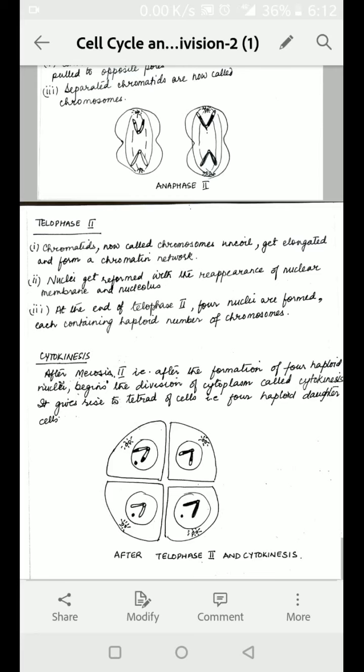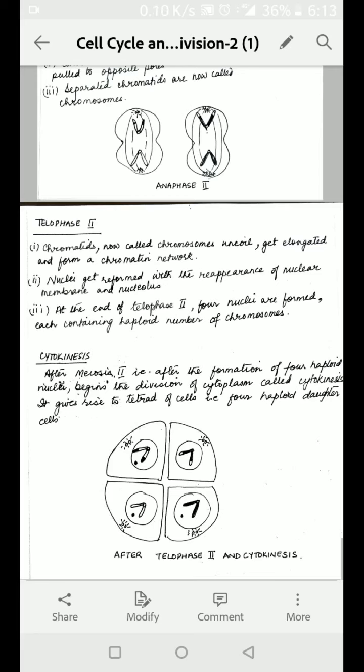After telophase 2 occurs cytokinesis, which is the division of the cytoplasm, because of which cytoplasm surrounds each of these 4 nuclei. At the end of meiosis 2, 4 daughter cells are formed, and each of these daughter cells is haploid in nature. So this was about meiosis 1 and meiosis 2, the 2 successive divisions that take place during reductional cell division or meiosis.